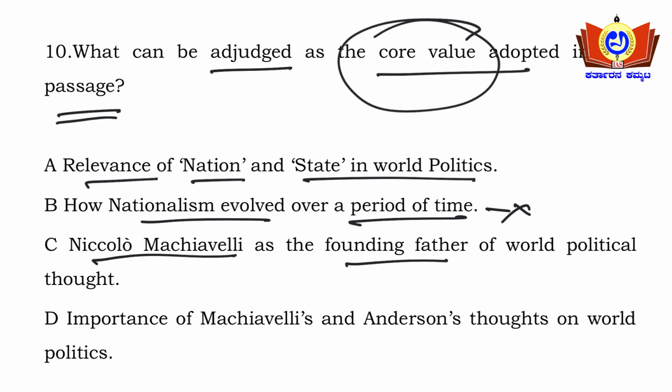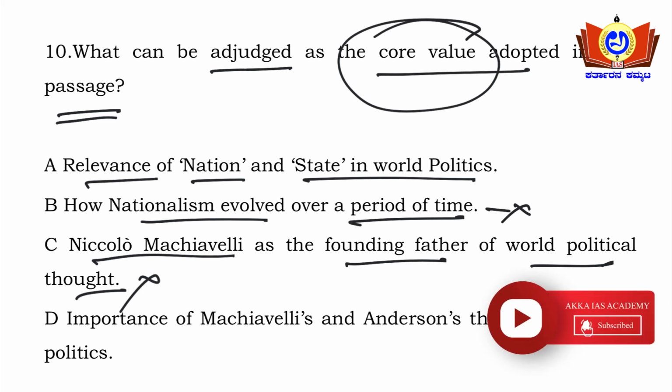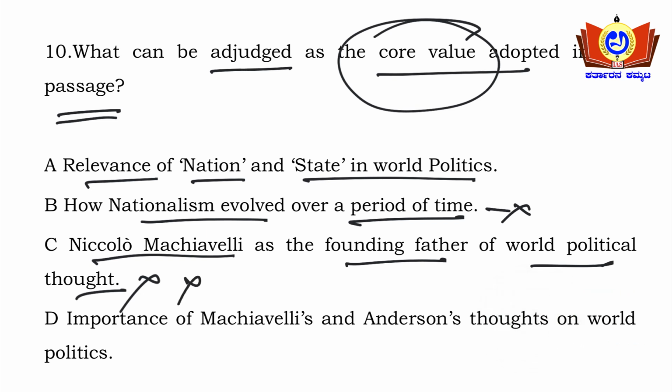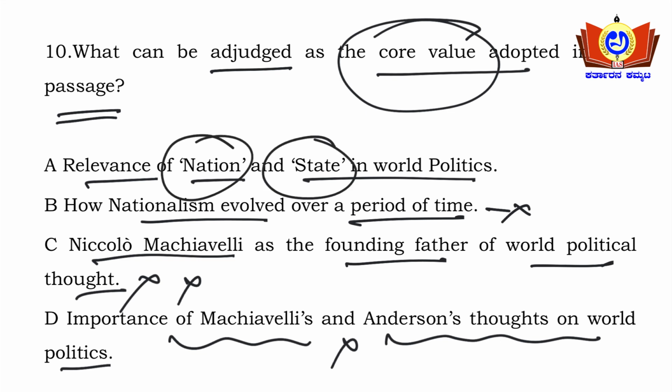Niccolo Machiavelli is the founding father of world political thought. In the passage it is given that Niccolo Machiavelli was probably the first political theorist to describe the political essence of the modern state in The Prince. Not world political thought, hence option C can be negated. Importance of Machiavelli's and Anderson's thoughts on world politics. No, it's only giving a reference, but more of the passage is talking about the nation and state only. What do you mean by nation, what do you mean by state, and when combined, what is the nation state? The passage is speaking more of this only. So hence option A is the right answer here.